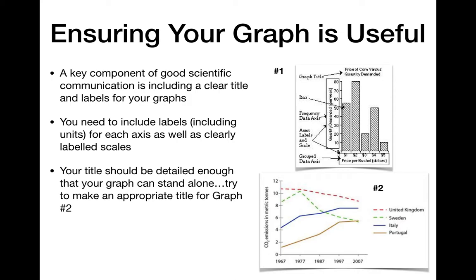An example of a good title for this graph would be the change in carbon dioxide emissions measured in metric tons in 4 European countries from 1967 to 2007. Very clearly saying exactly what that is, which means I can look at that graph with that title without being in a lab report and it still gives me useful information. It doesn't have to be in the report to be useful. It should be able to stand alone.